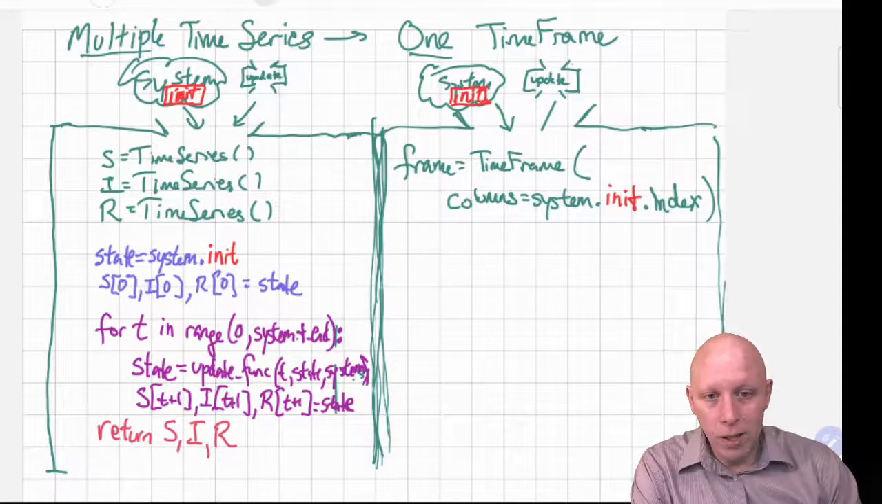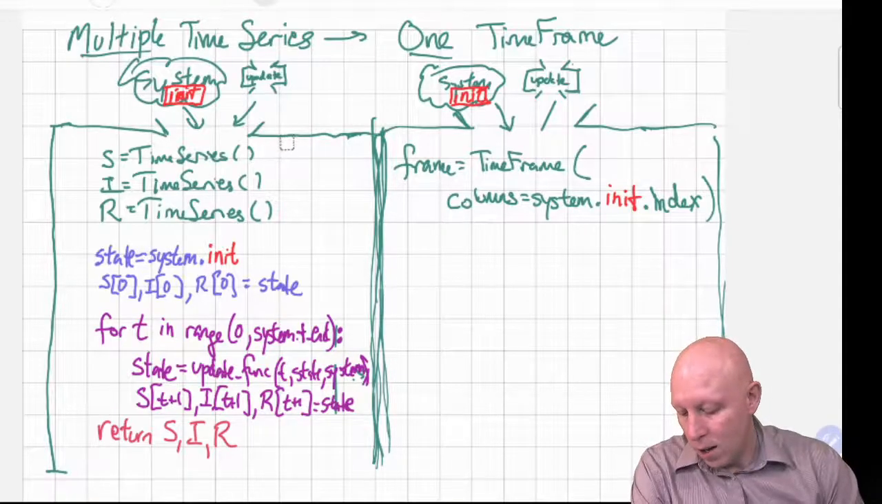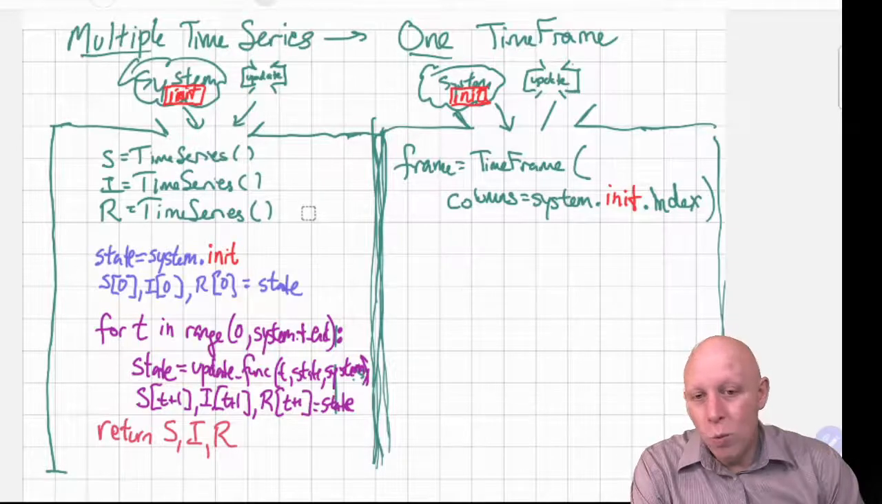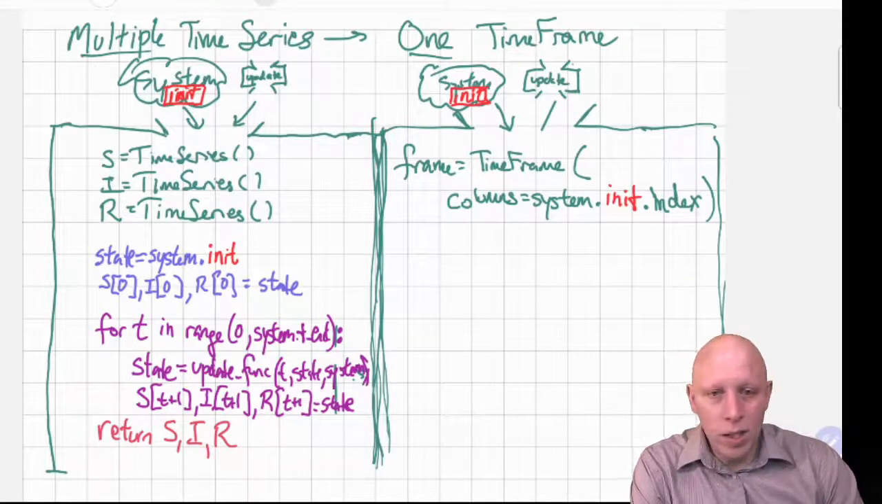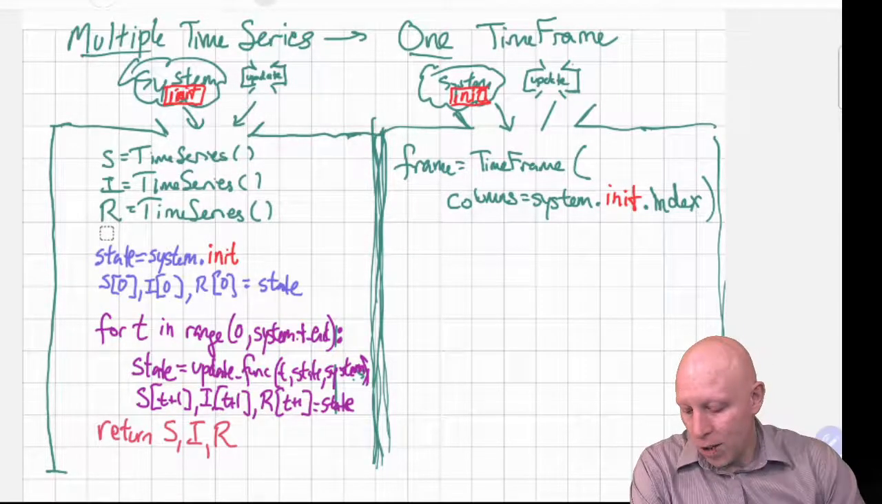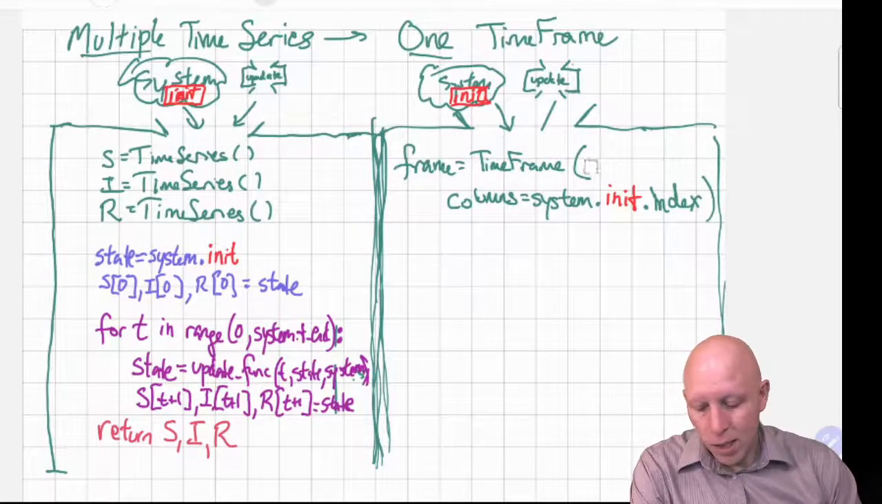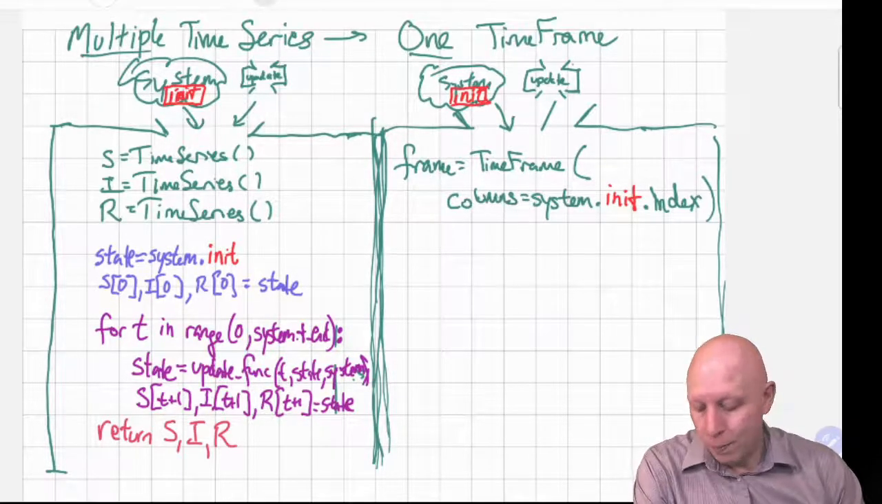That's one benefit of using this time frame, because on the left-hand side, this S, I, and R would not be able to update automatically based on what the init is. If you added in another state, for example, deaths, where you had a D here, well, D would be another time series. You'd have to go in and modify the multiple time series code. Whereas in this time frame, we don't have to modify that.